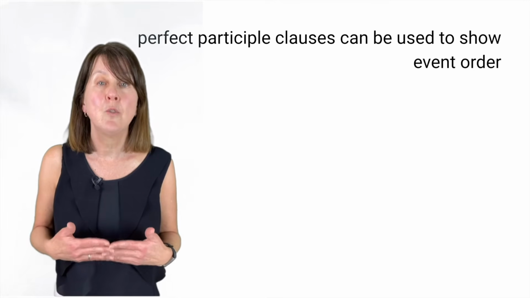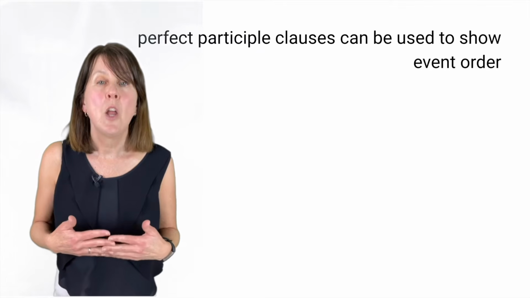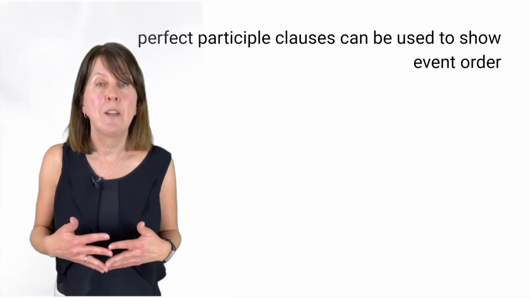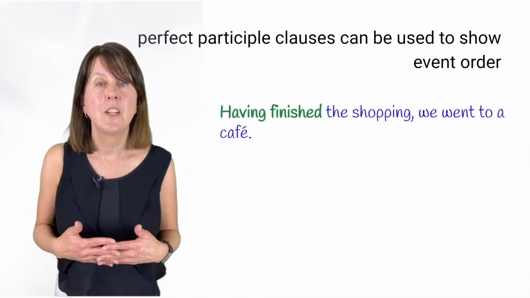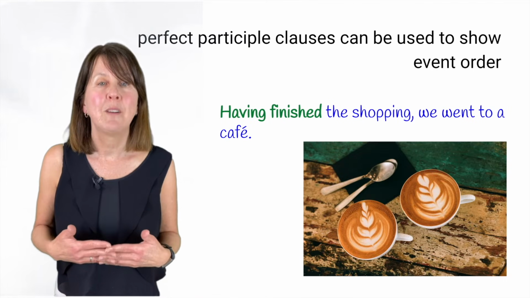Perfect participle clauses can be used to show event order. So instead of writing, we finished the shopping, then we went to a cafe, you could write, having finished the shopping, we went to a cafe.